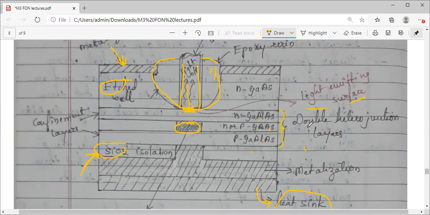This is your double heterojunction layer, which we have just now seen. You have here, please add one more layer because I forgot. You have this N type here. You should have one more P type here. Then these two confinement layers. Okay.